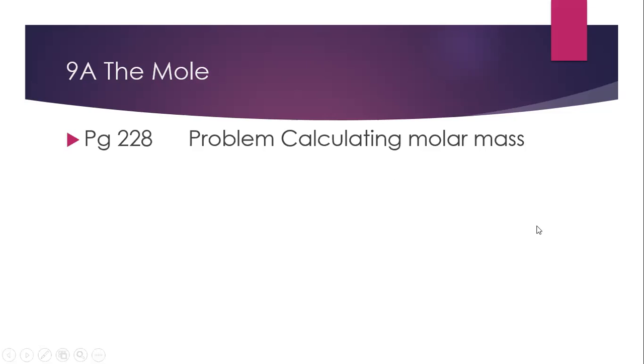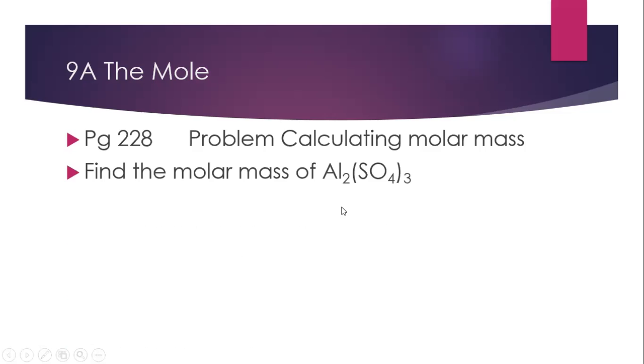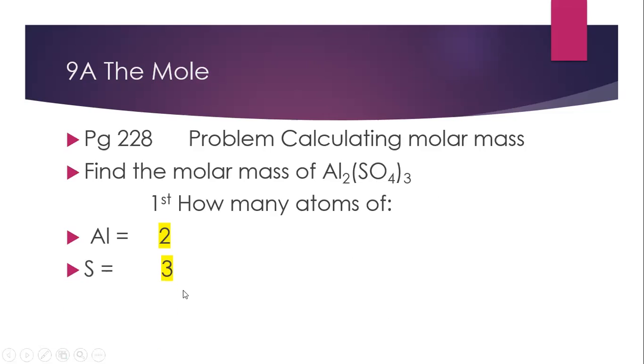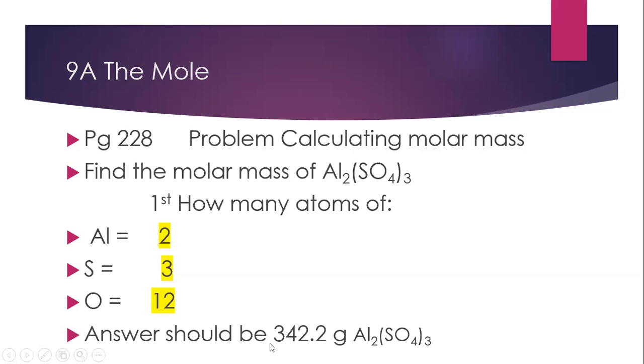Okay, problem calculating molar mass. So find the molar mass of aluminum sulfate. How many atoms do we have of each? Okay, so we've got aluminum. We've got 2 atoms of aluminum. 3. Remember, this is distributed. So 3 times the 1 sulfur is 3 sulfur. And we have 12 oxygen. So we're just going to get the masses of aluminum, sulfur, and oxygen, multiply aluminum by 2, sulfur's mass by 3, oxygen by 12, and then we have a total. The answer should be 342.2 grams of aluminum sulfate.